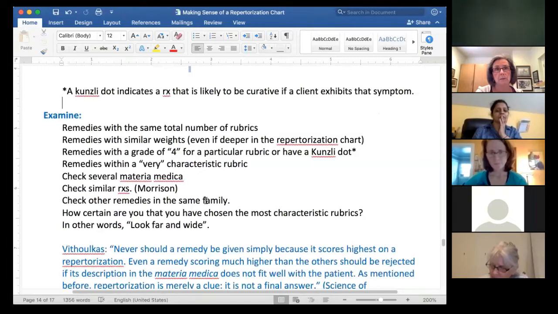And then you also have to go back and say, how certain am I that I really have the key set of rubrics here? And sometimes you go back and change it and say, I'm not so sure that one's so important in this case, and this is more central to the case.